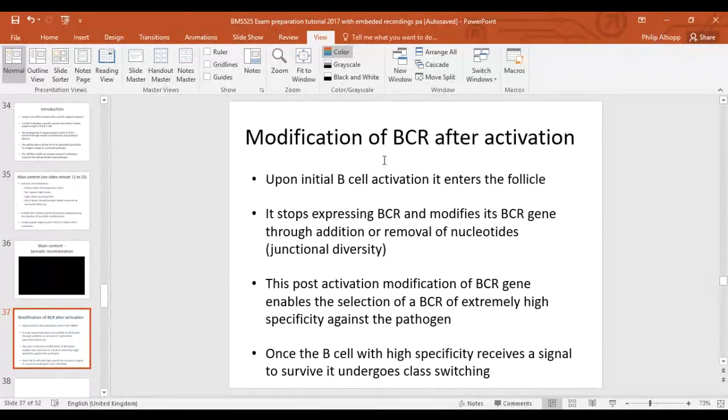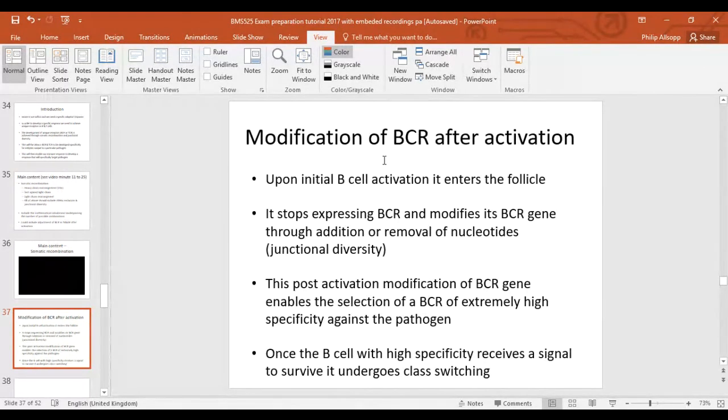So what happens when the B cell receptor becomes activated? It enters the follicle. It stops expressing its B cell receptor. And the reason it does that is, at this point, the B cell has produced a B cell receptor that recognizes a particular pathogen. But at this point, once we've been infected with a pathogen, we want to improve the affinity of the B cell receptor for that pathogen. Okay, so at this point it is able to recognize the pathogen, but we want to fine-tune the B cell receptor to give it even better affinity for the pathogen.